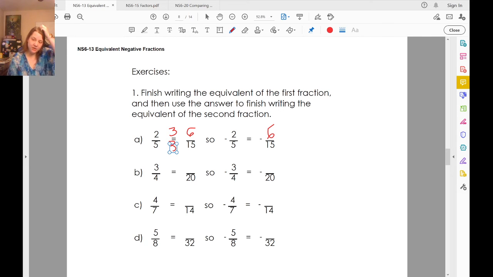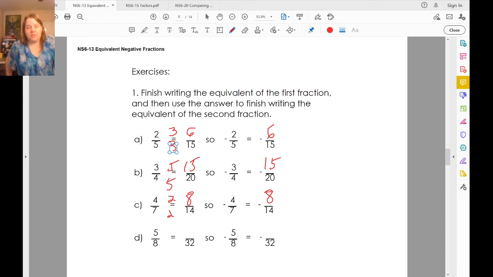Then I go over here. 3/4 equals something over 20. Well, to go from 4 to 20, I multiply by 5. So I'm going to do the same thing up here. 3 times 5 is 15. 3/4 equals 15 over 20, which means that negative 3/4 equals negative 15 over 20. 4 over 7 equals what over 14? Well, I know that 7 times 2 is 14, so 4 times 2 is going to be 8. 4/7 equals 8/14, which means that negative 4/7 equals negative 8/14.